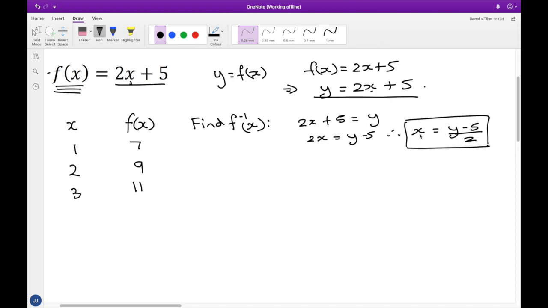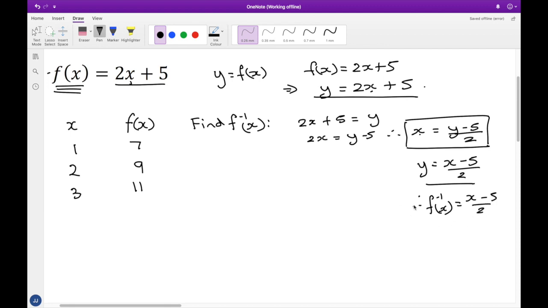What I have to do now, because x is the subject of the formula, is simply replace the x's and the y's. So after I make x the subject of the formula, I just replace x with y, and I replace y with x minus 5 over 2. And this is the inverse of the function. Therefore, f inverse x is equal to (x minus 5) over 2.